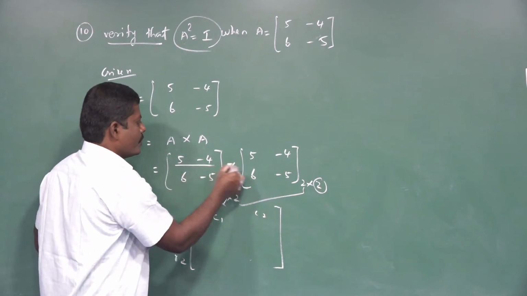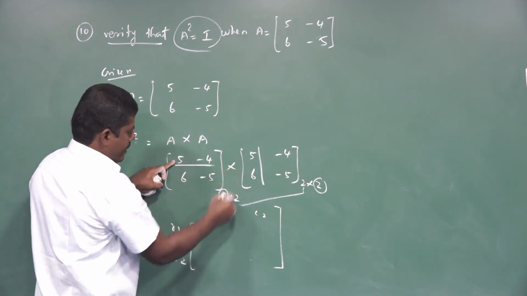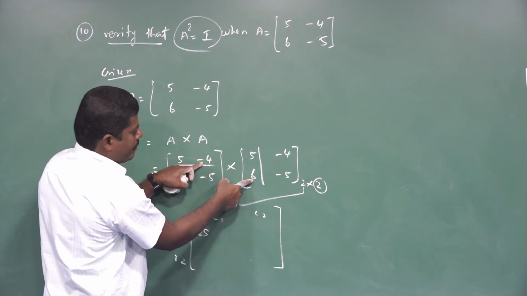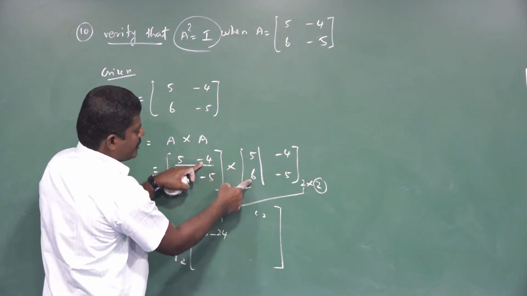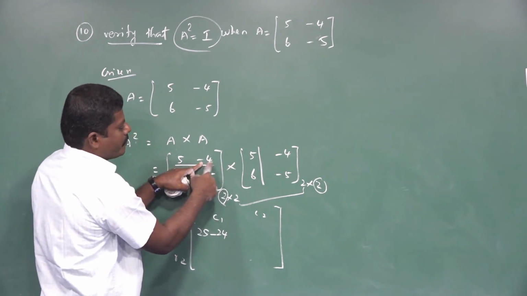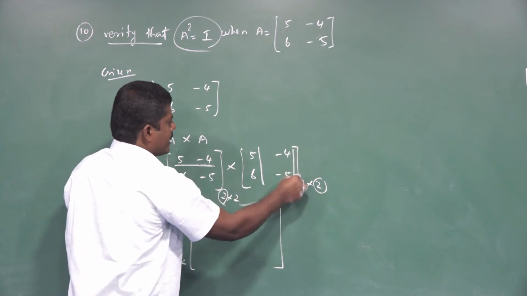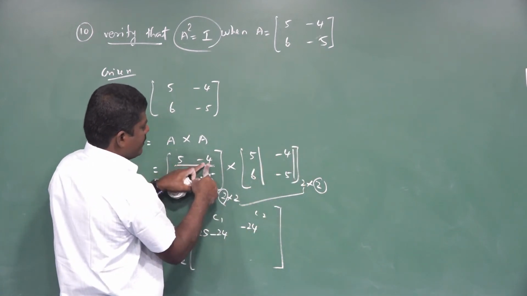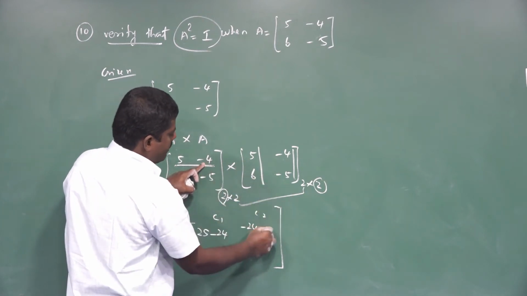This is the order of our result matrix, 2 by 2. So take the first row, first column. 5 fives are 25. Next, the second element. Here also I take the second element. Minus 4 sixes are minus 24. Next, same first row, second column. 5 multiplied by minus 4, minus 20.